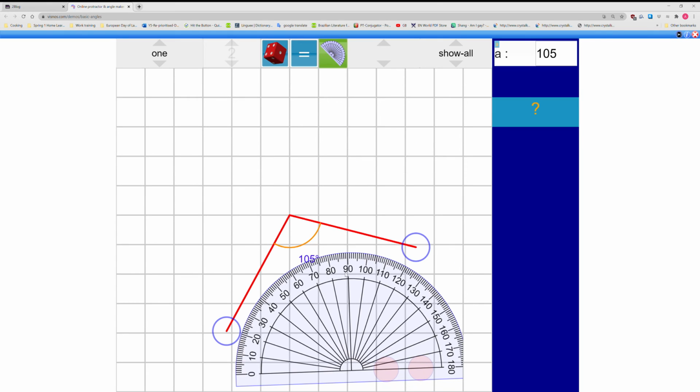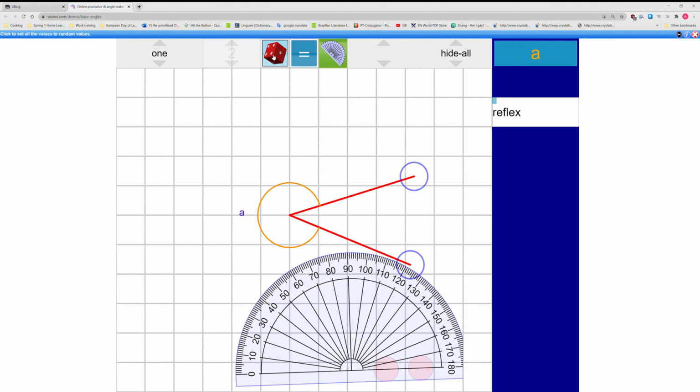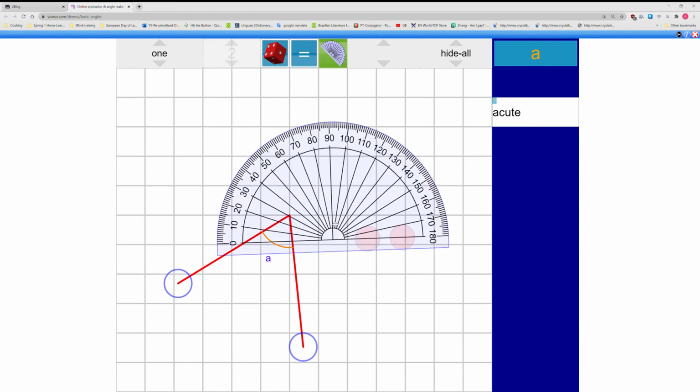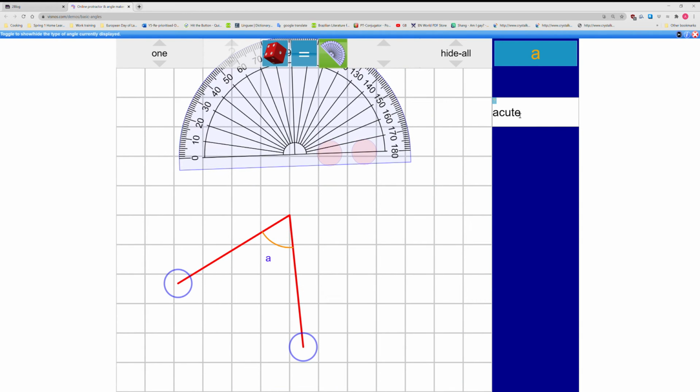Let's see. This time I'm going to hide, or I'd rather say calculate. Hide or calculate, I don't really know what the difference is. Oh yeah, over here you can see what it is if you click it. Let's go hide all. And if you press random, well, I don't like that one, that's a reflex. Let's try it again. Here we go, this one's a good one. So this one is an acute angle, you can see over here. It's less than 90 degrees.